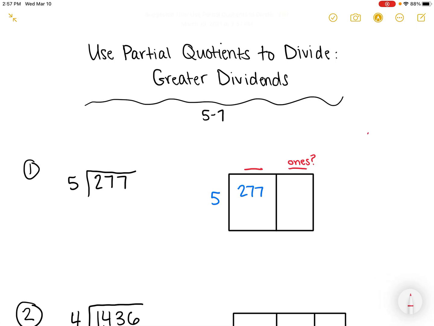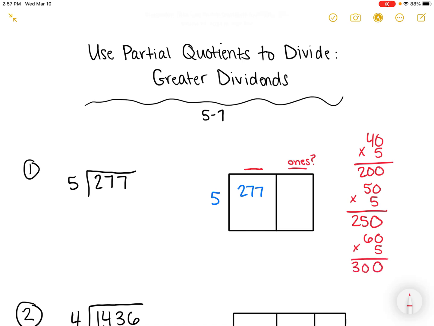I'm going to do 40 times 5 as my first one. So 5 times 0 is 0, 5 times 4 is 20, and I get 200. 200's close to 277, but I think I can get closer. So I'm going to try 50 times 5. 5 times 0 is 0, 5 times 5 is 25, and I have 250. Let's see if I can get any closer than that. I'm going to try 60 times 5. So 5 times 0 is 0, 5 times 6 is 30, so my answer is 300. That is way too high, so I'm going to stick with my 5, or my 50.